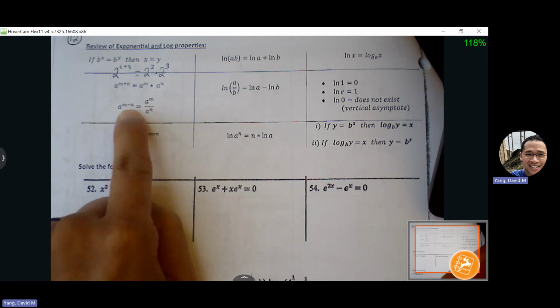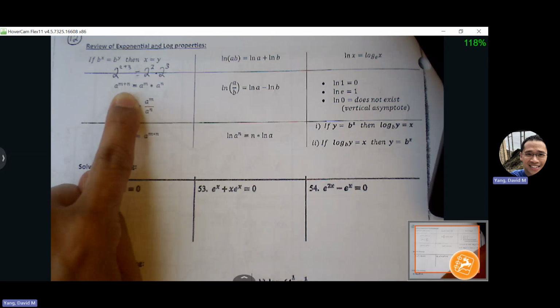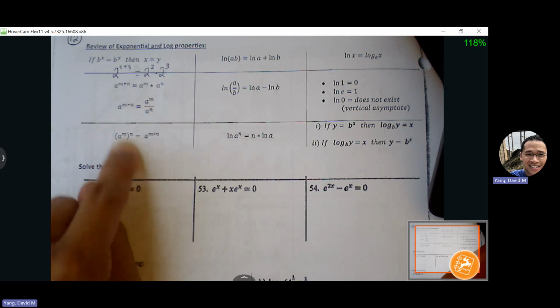Likewise, if I have exponents subtracted, I can split that up into the division or quotient of two bases. Or I can go the other direction. If I have a to the m over n, I can clean that up to be a to the m minus n.